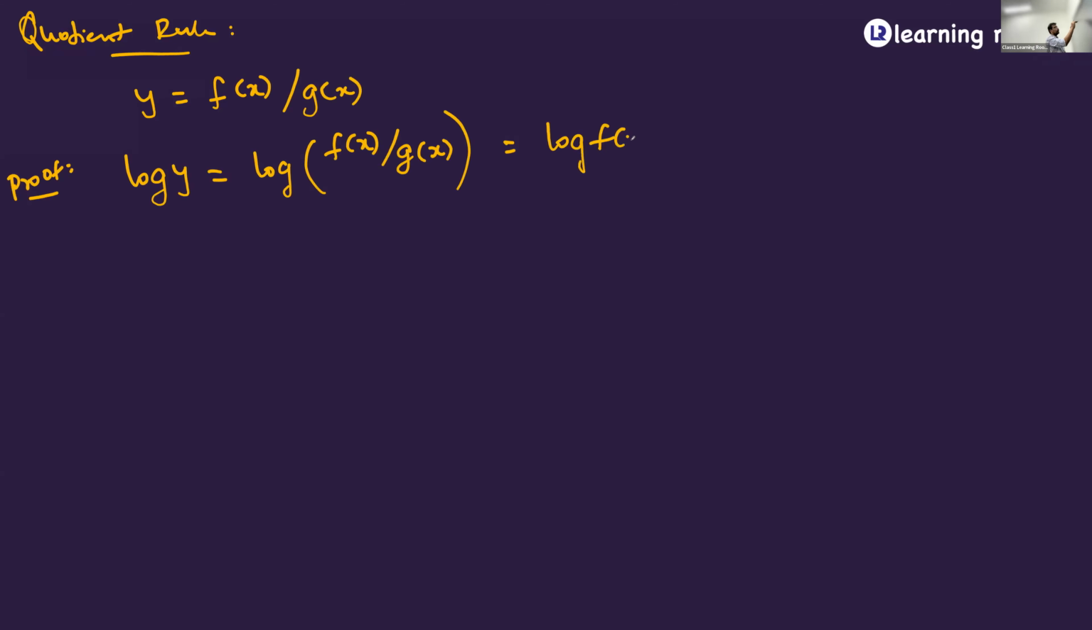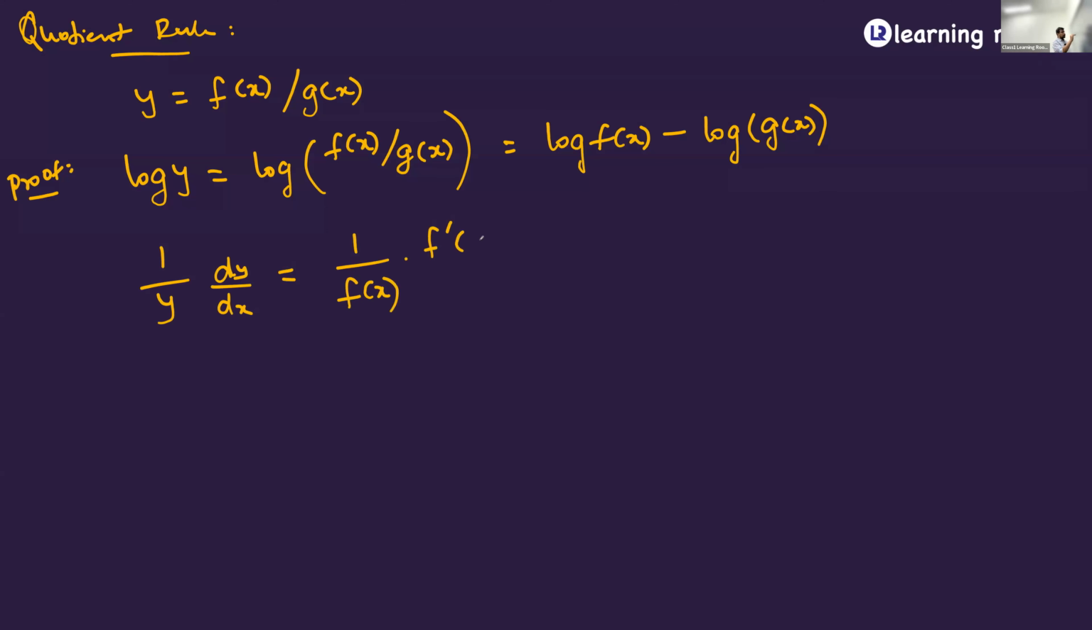So this will be log of f of x minus log of g of x, right? Now we need to concentrate on this term and these two terms. So start differentiating on both the sides. What will you get? By default, 1 by y into dy by dx. For all logarithmic problems, this is fixed. Is equal to, what will you get here? Into f dash of x minus, what do you get here? 1 by g of x into g dash of x, right?